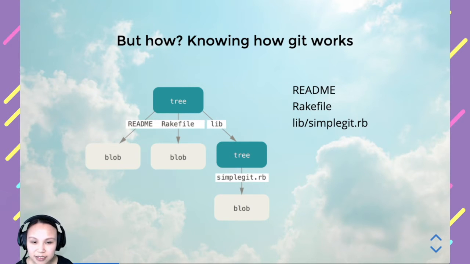So this is a diagram that shows, for example, I have a folder that has three files. One is called readme, the other one is Rakefile, so if you use Ruby you're more familiar with it. And also you have another file, simple git.rb, and this file is actually in another folder called lib. So this may look like your project, right?